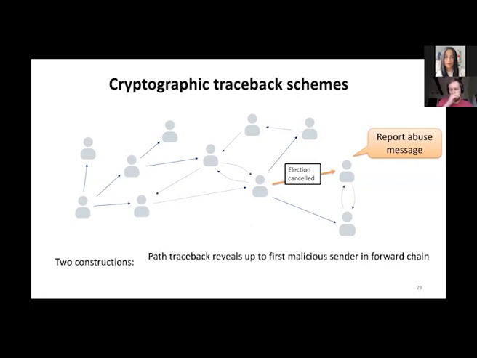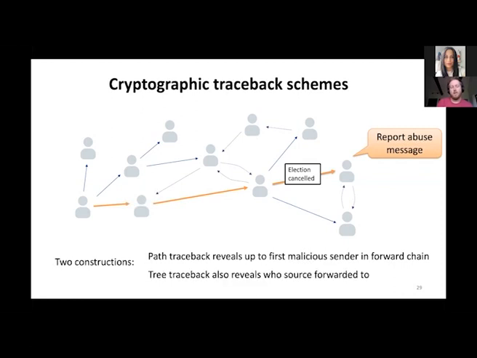And so we had in this paper at CCS 2019 two constructions. The first is what we call path traceback, which allows you, as the name hopefully implies, to trace back just to the first malicious sender in the forwarding chain. Malicious here being someone who either was the original sender of the content or had a hacked client that was deviating from the protocol.